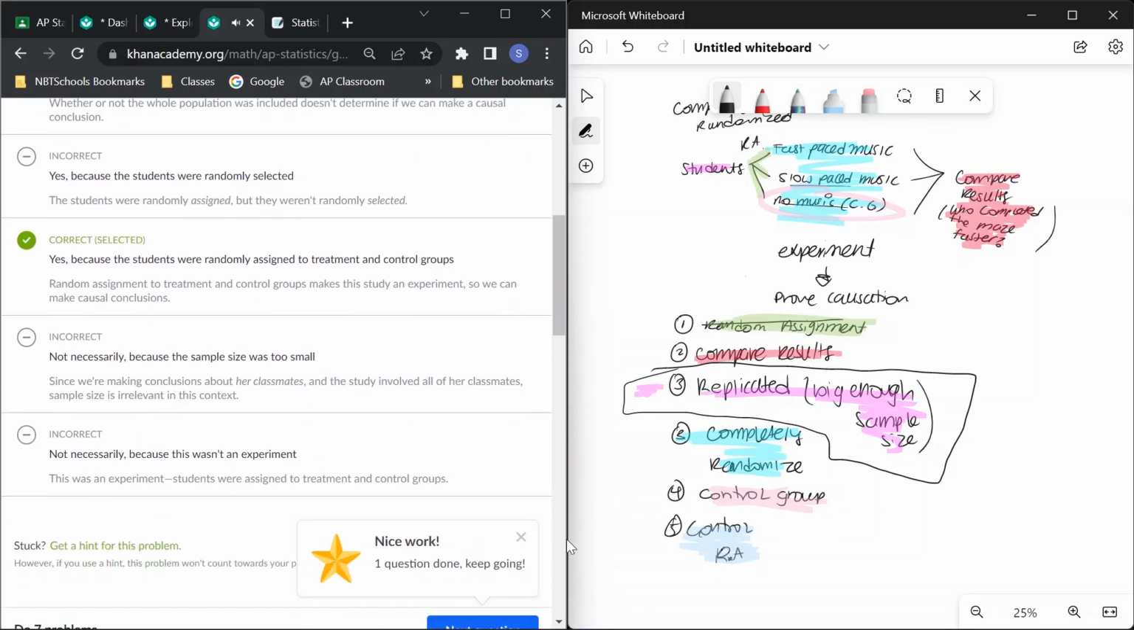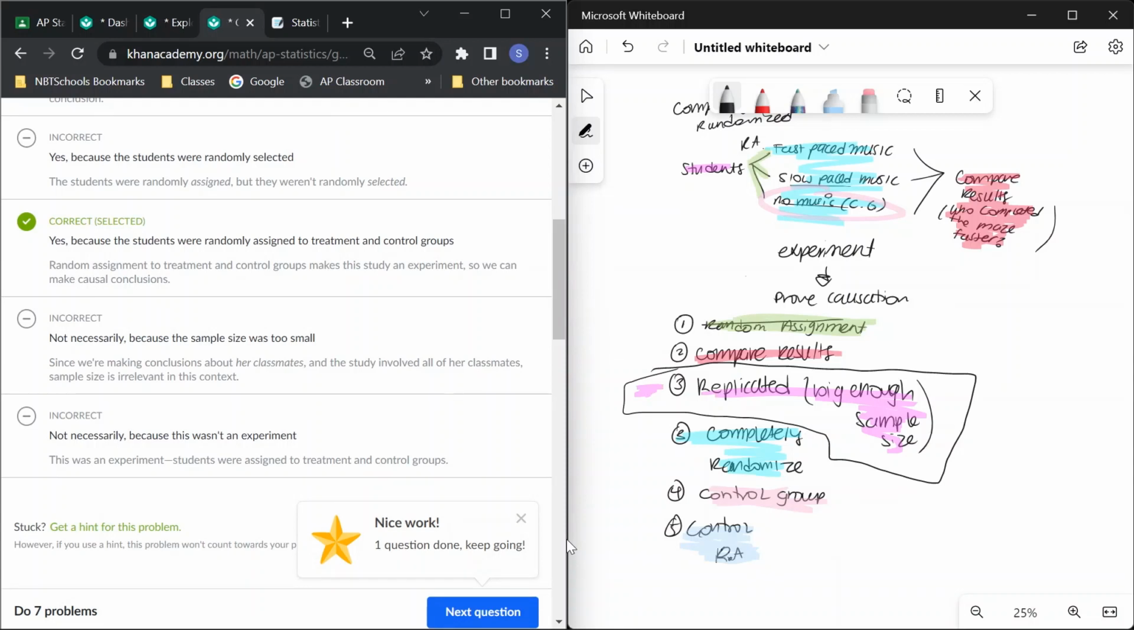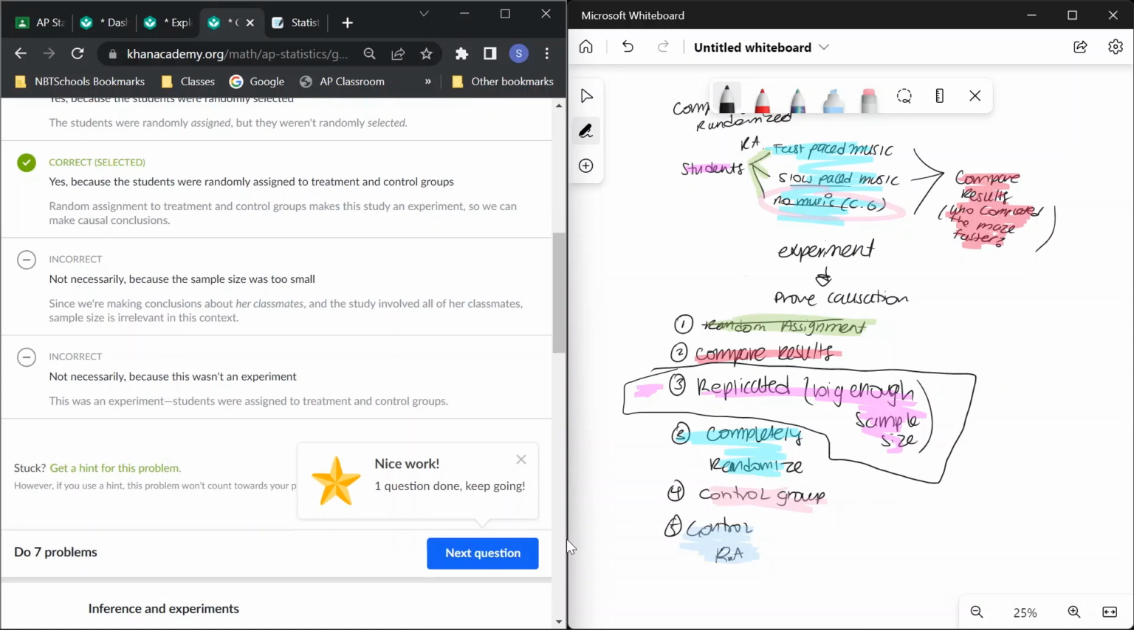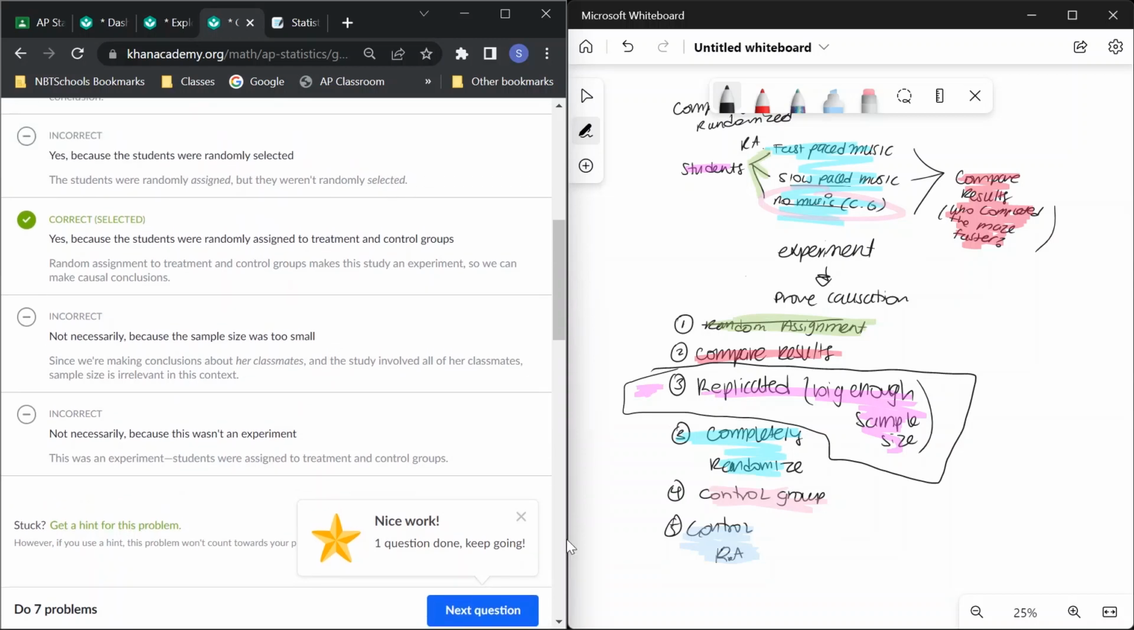Okay. So let's look at the reason why it's not D. Since we're making conclusions about her classmates, see, I said that it's not generalizing to her entire population, so the sample size doesn't really matter as much. It's just about her classmates. See, I said that. We can literally loop back. That's literally what I said. Since we're making conclusions about her classmates and the study involved all of her classmates, sample size is irrelevant in this context. Exactly! I did say that. I was like, yes, that's exactly what I said. We're totally right. Good. I'm really proud of myself for this one.